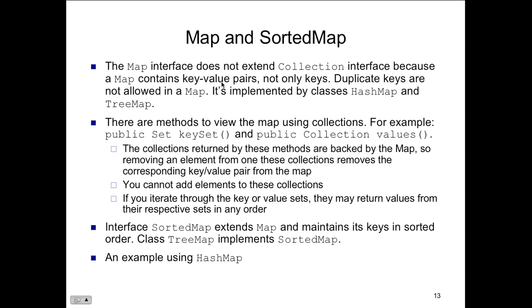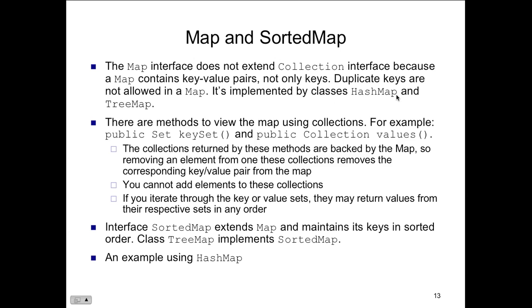The map interface does not extend collection. It's a separate one, as we saw before on the first slide of this lecture. A map contains key-value pairs, sort of like a dictionary, not only just keys. We have the key and the value that's associated with it. Duplicate keys are not allowed on a map.